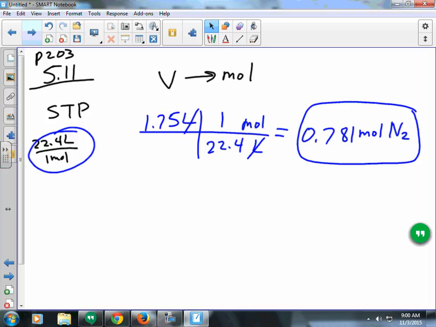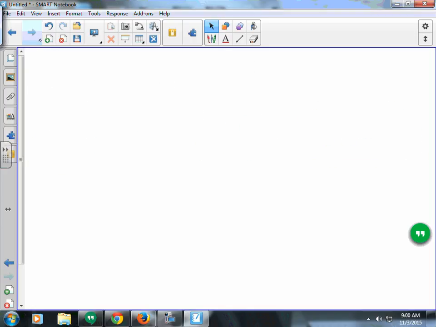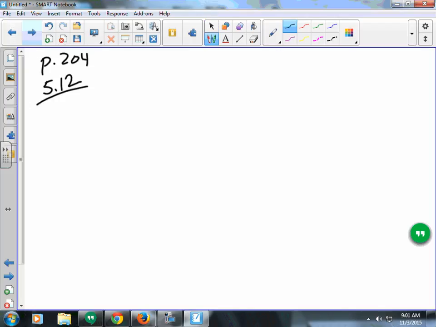Okay, quick look, I'm looking at sample exercise 12 on page 204. And it says that quicklime is calcium oxide produced by the thermal decomposition of calcium carbonate. Calculate the volume of CO2 at STP produced from the decomposition of 152 grams of calcium carbonate. Okay, so we've got a chemical reaction.